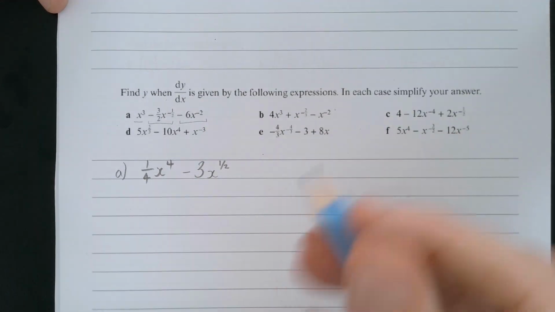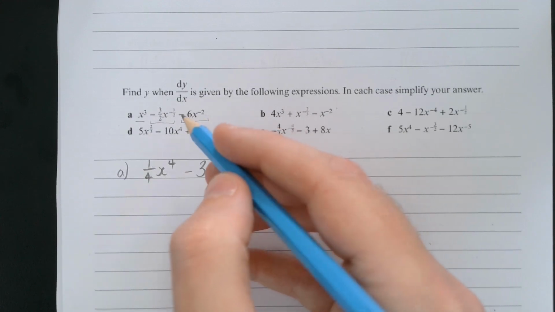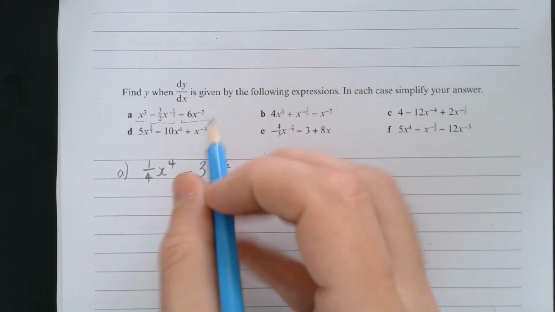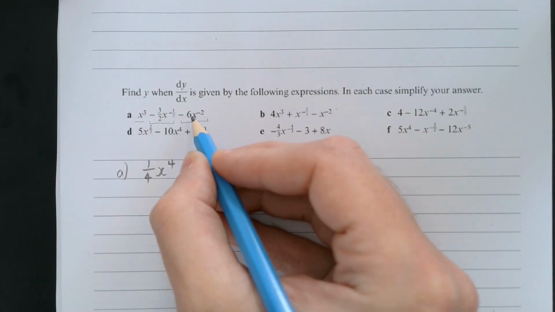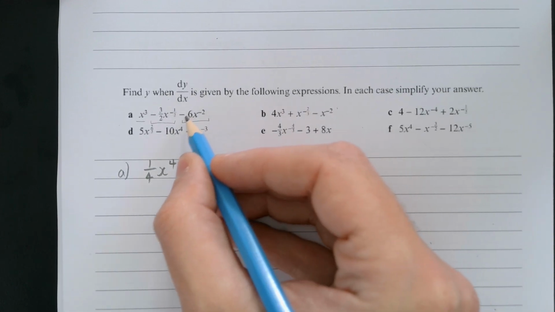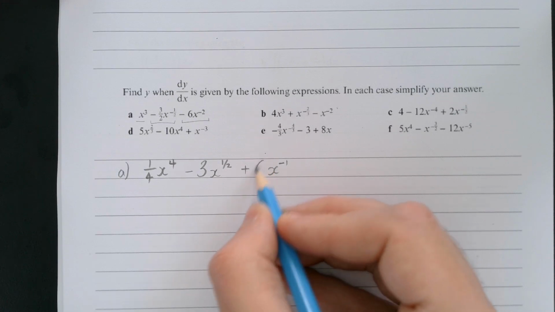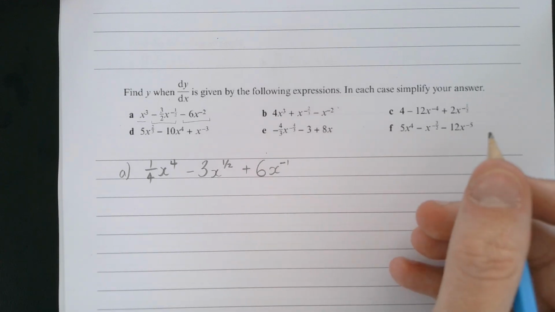If you find yourself making mistakes with bits like that, just do them on your calculator instead. Here it's going to be plus x to the power of minus 1 because I've increased the power by 1, and then divide by the new power. That's how I know it's plus, because I'm going to do minus 6 divided by minus 1.